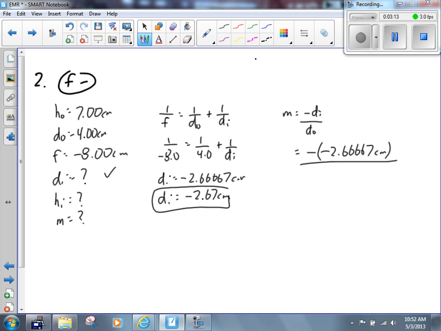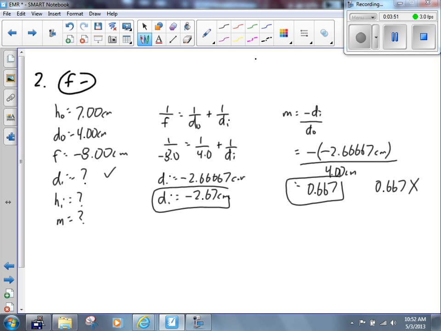Di is a negative value, but we want to take the negative of the negative value. It's always negative di, whatever di happens to be. We divide that by do, which is 4.00 centimeters. We do the math on that one, and we end up getting 0.667. And there's no units associated with m. Sometimes you might see it written as 0.667x, like you do in biology class, right? When you're drawing your diagrams for your microscope, you write down 40x or 400x. Or you can just leave it as 0.667 if you want.